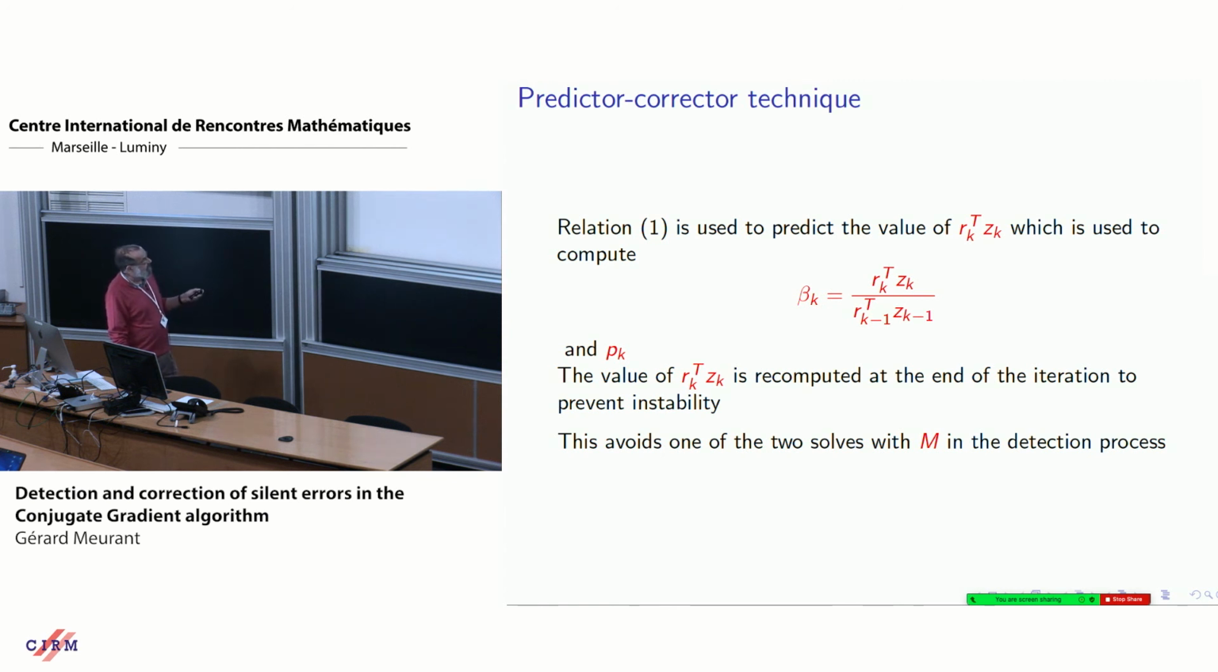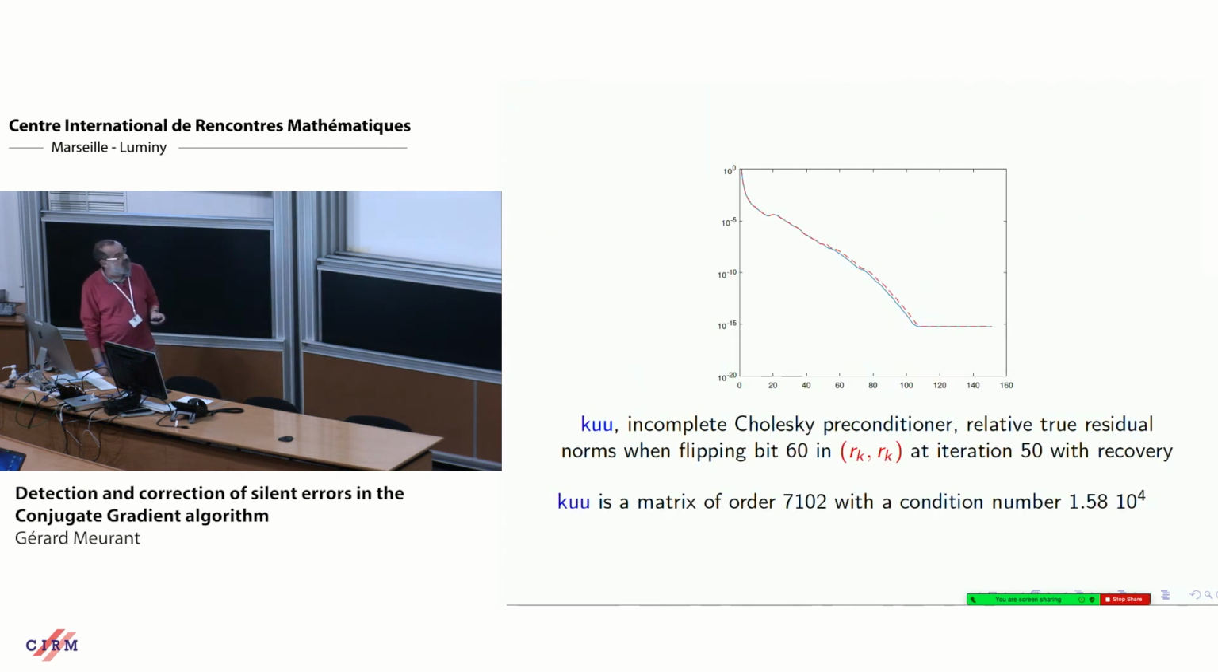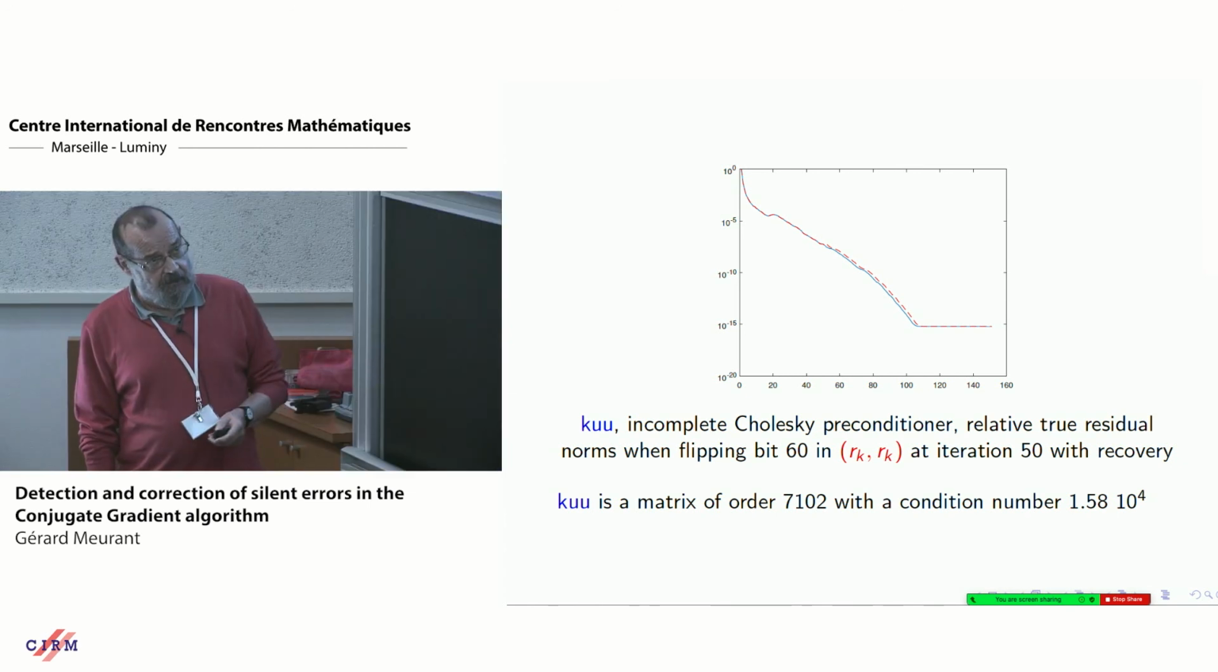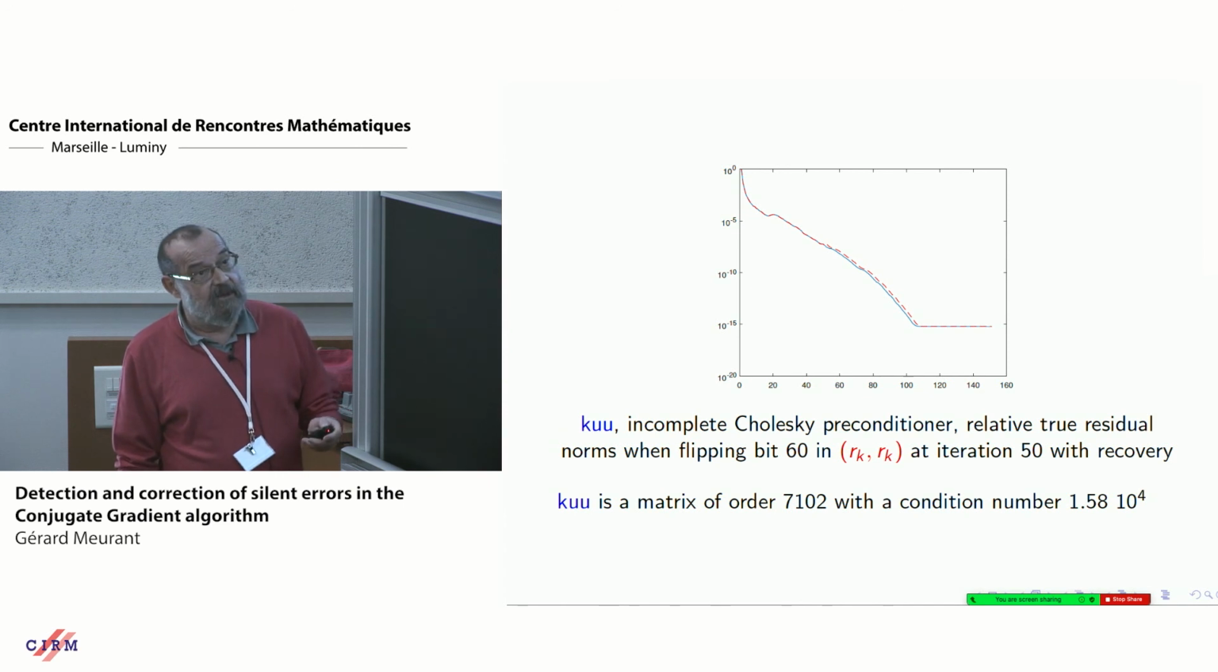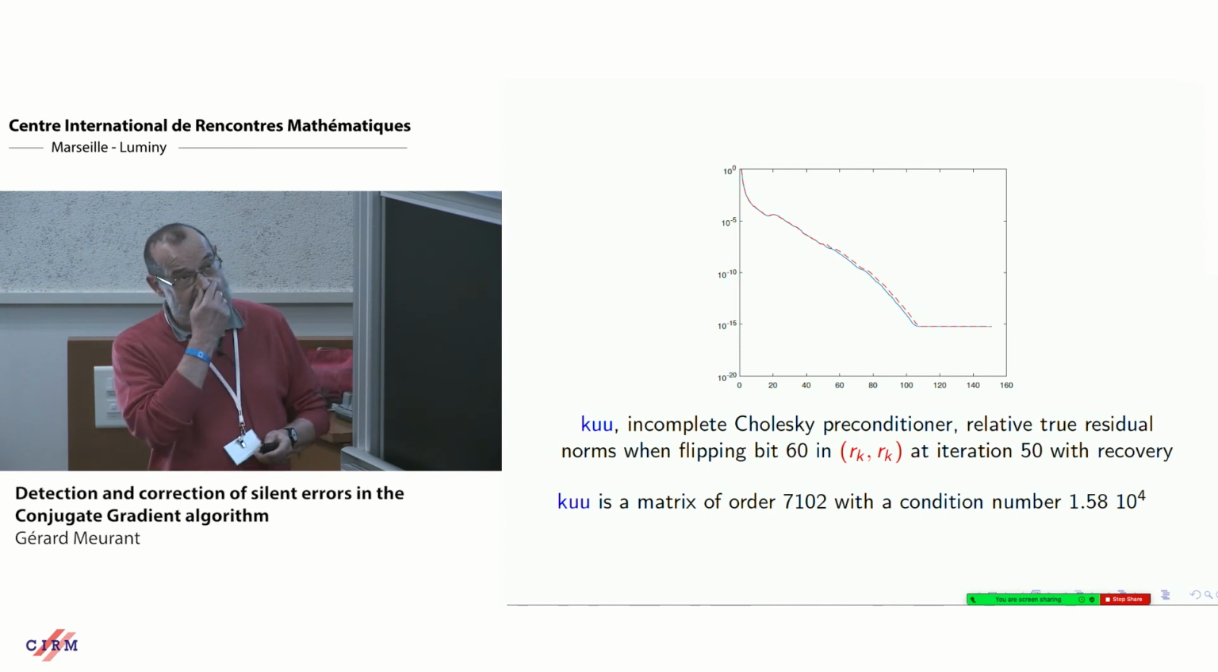And if you use this technique, then you avoid one of the 2 solves with the preconditioner that you have because of the detection process. And if you do that, this is a matrix which is KUU, which is a matrix of order about 7,000, with a condition number of 1.6 10 to the 4. And I was using a complete Cholesky preconditioner.